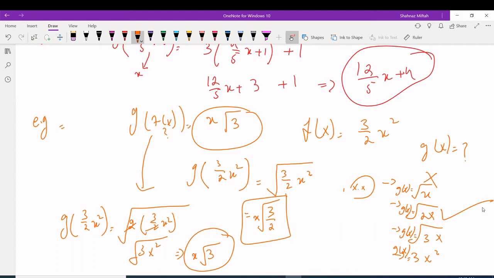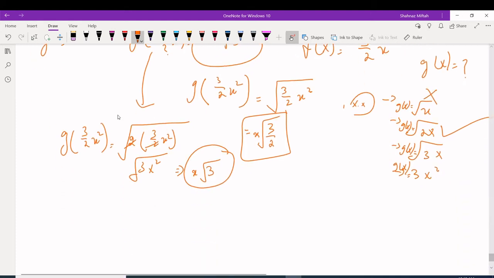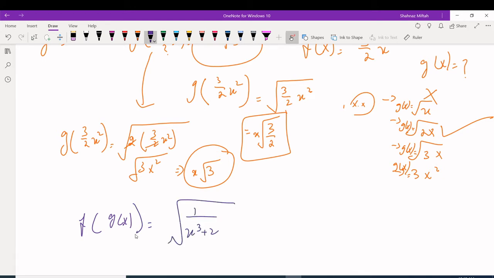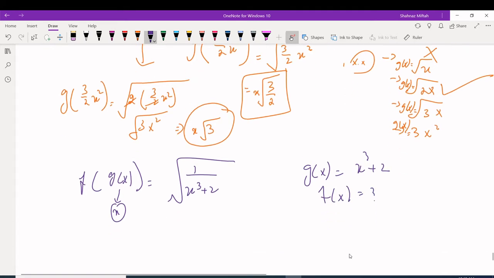So this is how you guys can do that. If you have a simple question, like it's not that complicated, then all you have to do, for example, they said do the decomposition for this function. I have the square root of 1 over x cubed plus 2. Like this is already a composition. So I know this is the x value they are talking about. The g of x function they are already giving me, which is x cubed plus 2. The question is asking what is f of x?